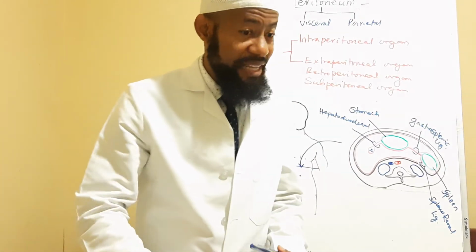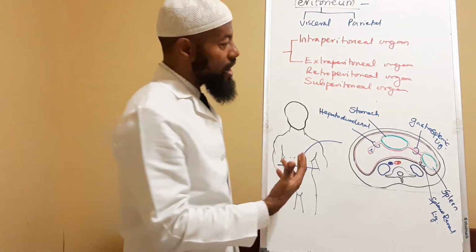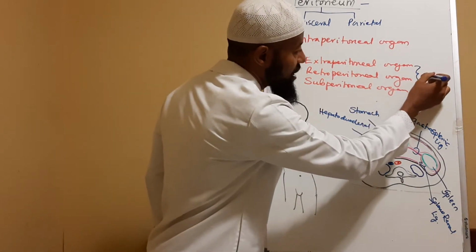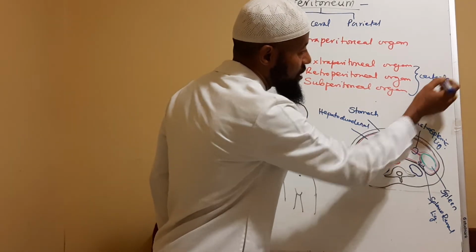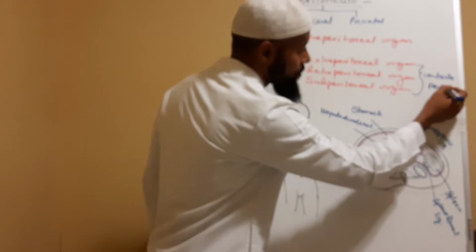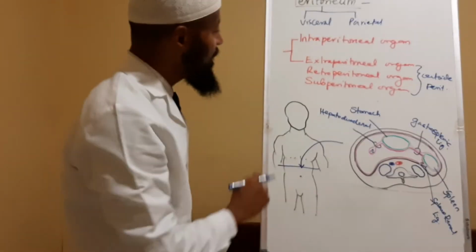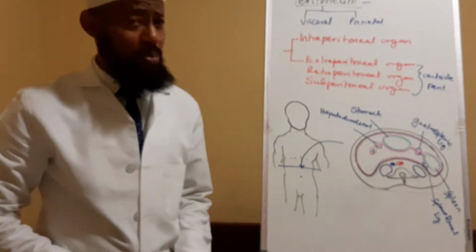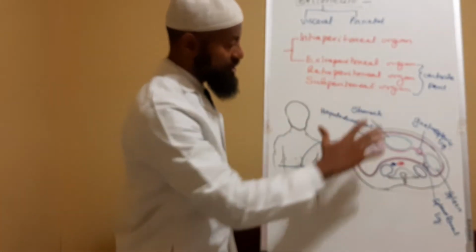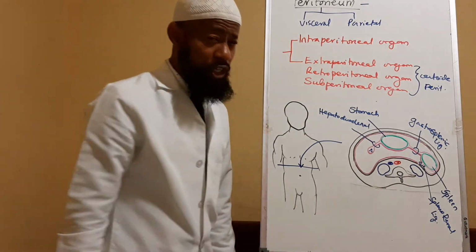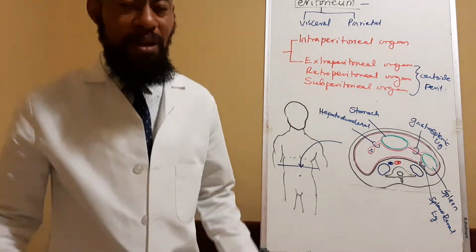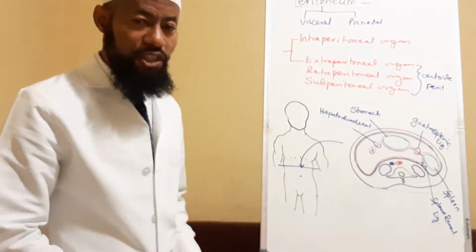Rather, they are outside. So we call these structures that are outside, outcasts, right? So they are outside the peritoneum. Okay? So it's either an extraperitoneal structure, or a retroperitoneal structure, like the kidneys are retroperitoneal structures. The subperitoneal structures, like the bladder.